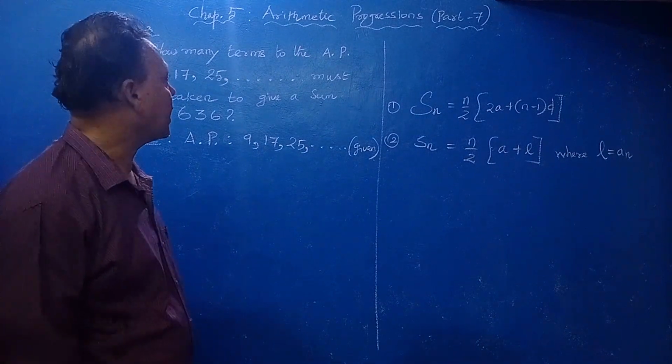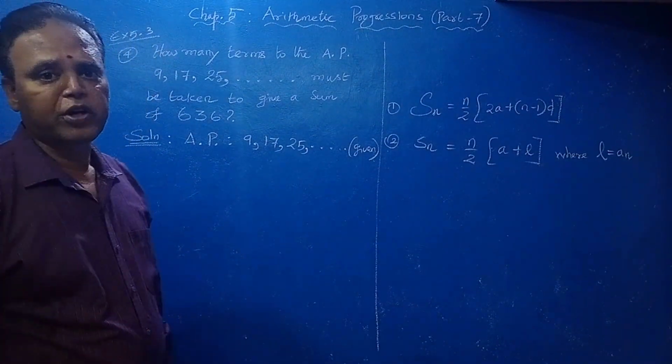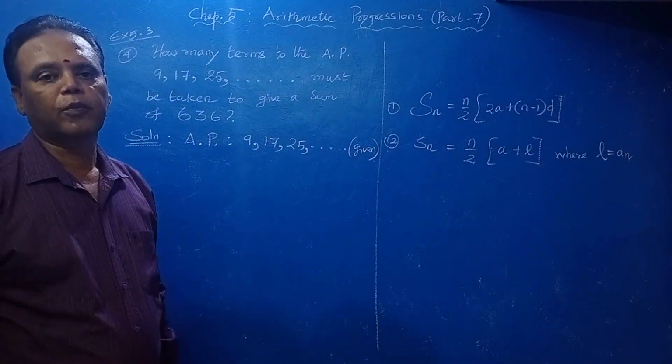Chapter 5 Arithmetic Progression Part 7. Today we are going to see exercise 5.3, fourth problem.